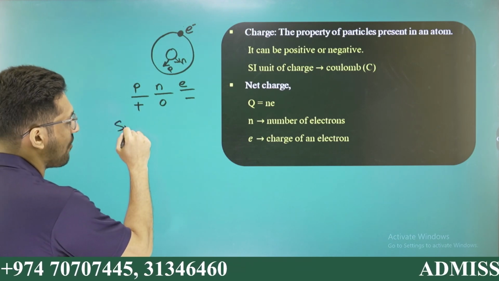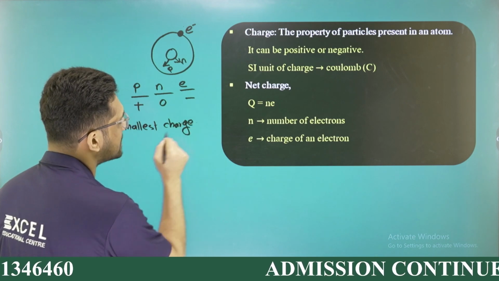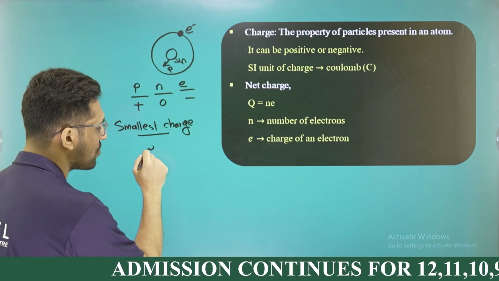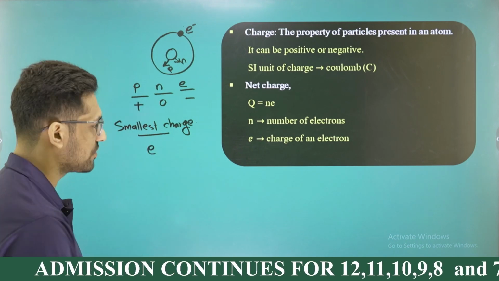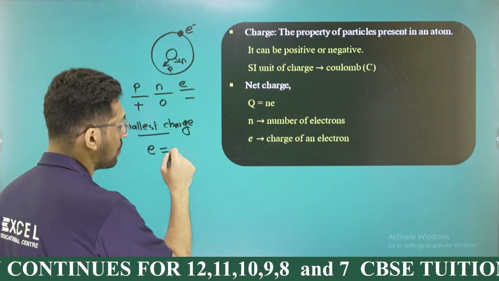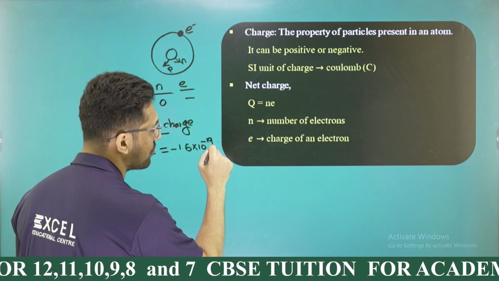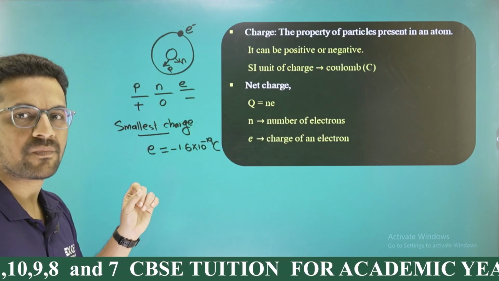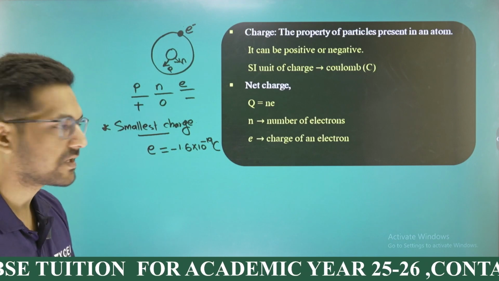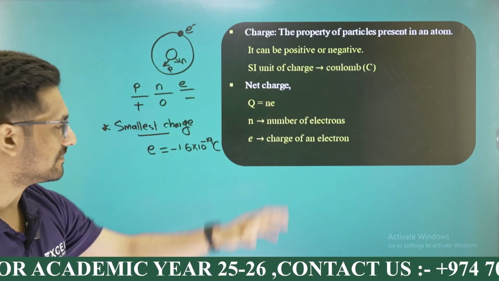Then we have to see what the smallest charge is. The smallest charge is the charge of one electron. There is a value for that. Let's study that value. The charge of an electron is a negative value: minus 1.6 into 10 raised to minus 19 coulomb. What is this coulomb? Charge is a quantity, you can measure it, so there will be a unit. The unit of charge is coulomb.